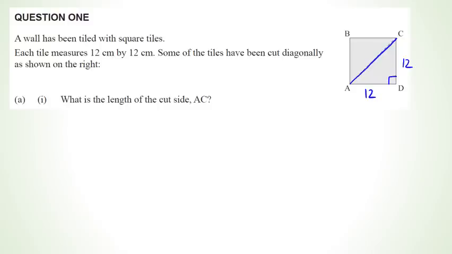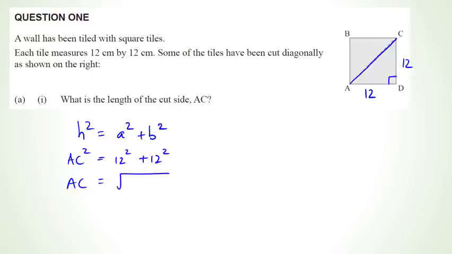So you could have AC squared equals 12. Let's just do that. So remember that hypotenuse squared equals the two sides squared. So in this scenario, we have AC squared equals 12 squared plus 12 squared. So AC is going to equal the square root of 288, which then equals 16.97 centimeters. So correctly calculating the length is what's going to get you an achieved grade for this particular question.